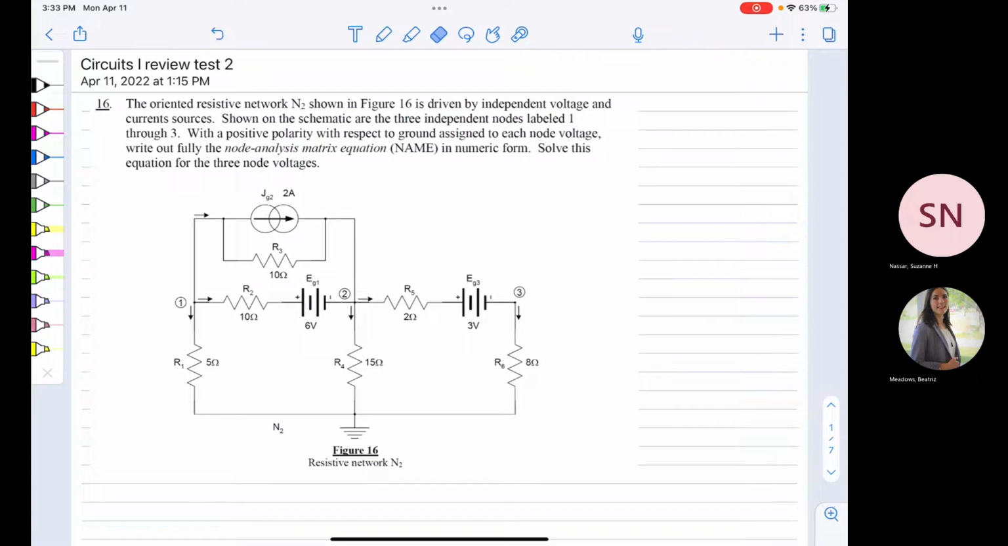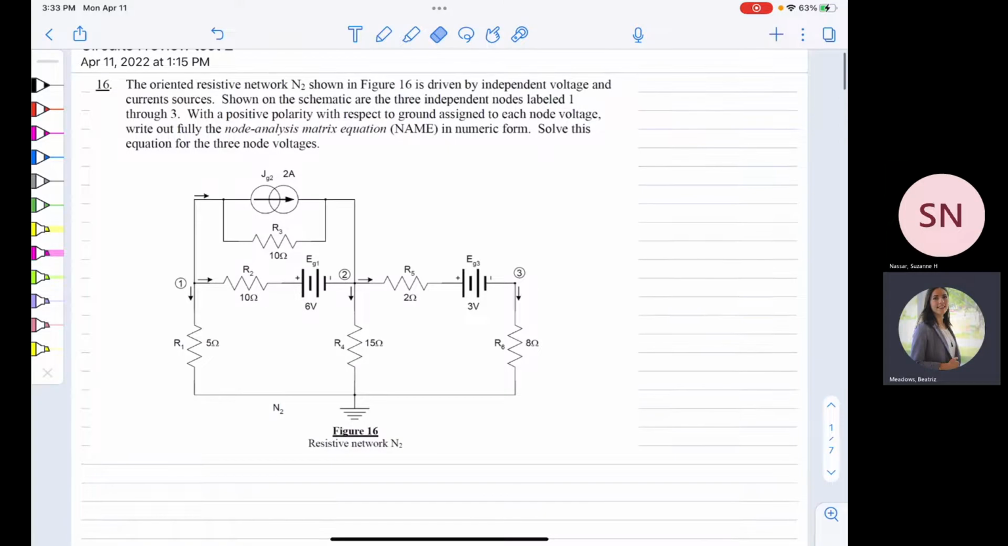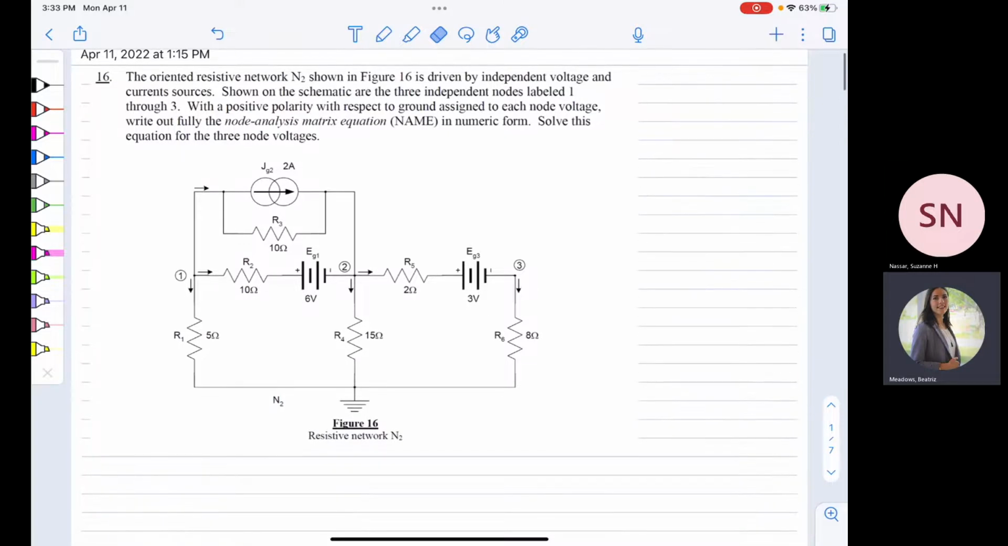If that was one of the lowest ones, that might come back, so make sure you know how to do your dependent sources. But in this review, we're going to cover nodal analysis, Norton, Thevenin's, and adding capacitors and inductors, okay? We're going to start in order, and we're going to start with nodal analysis. So how did everybody feel about their homework?